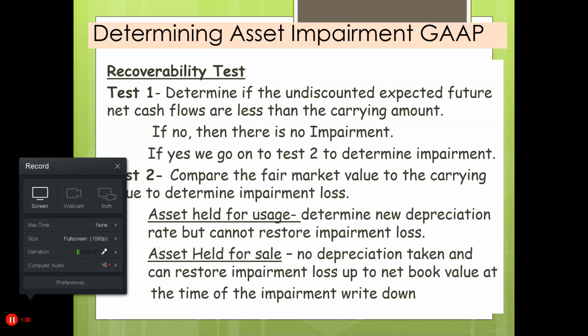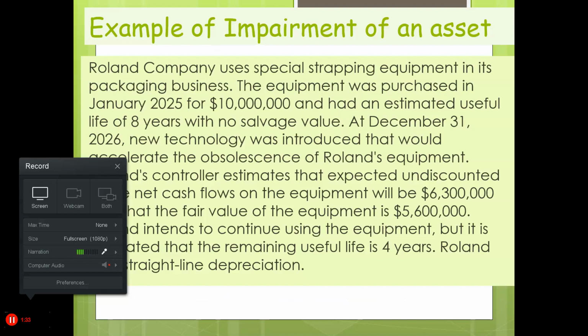So let's take a look at an example. We have a piece of equipment that we paid $10 million for with an estimated useful life of 8 years, no salvage value. After 2 years, new technology is introduced, and the future net cash flows of the equipment are $6.3 million and the fair value of the equipment is $5.6 million. They intend to use the equipment, but the remaining life is only 4 years, and they use straight line. We want to write that down because this is how we're going to determine if we have an impairment.